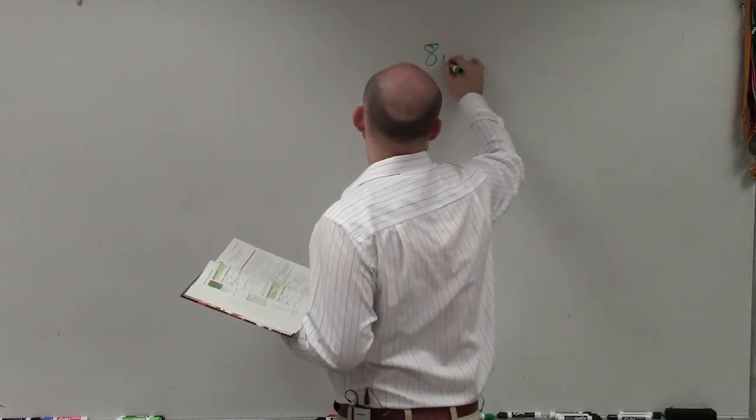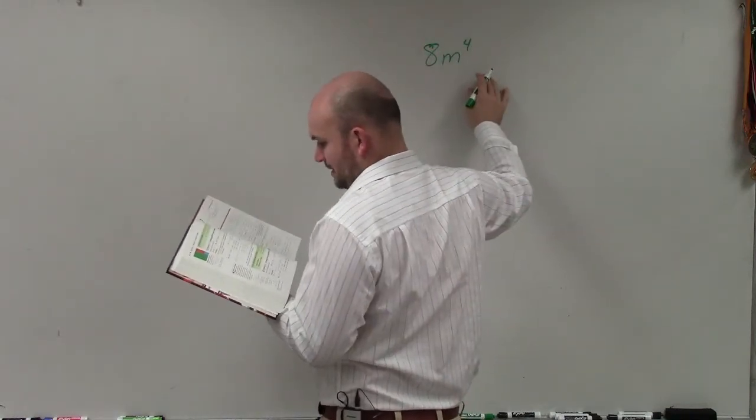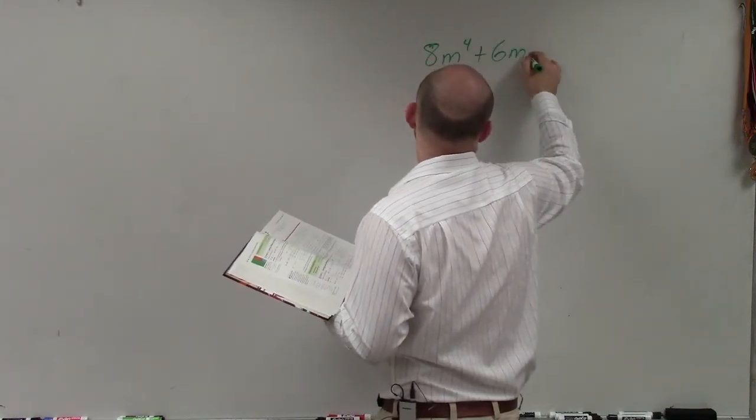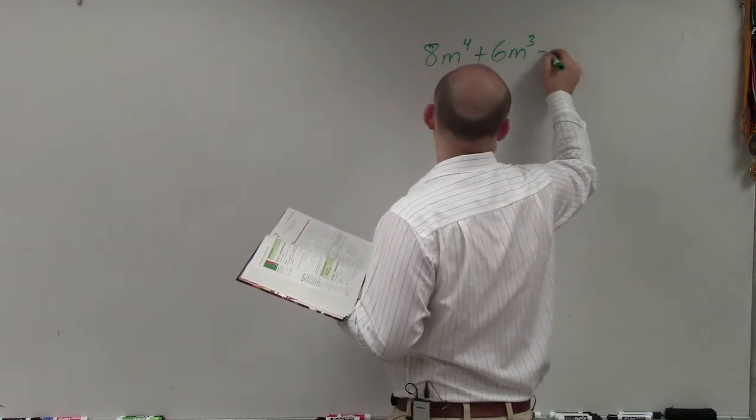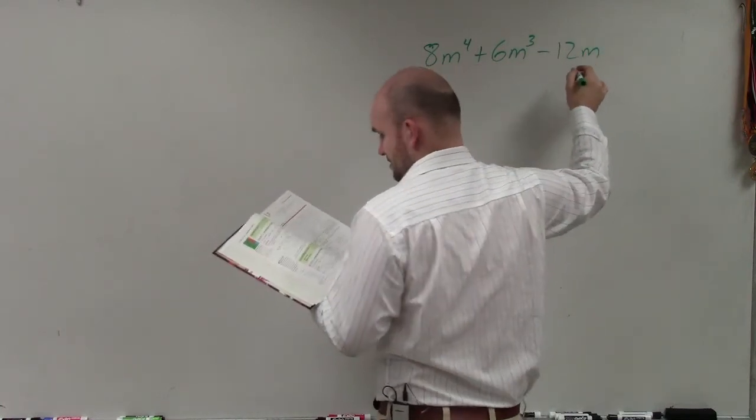So let's do 8m to the fourth plus 6m cubed minus 12m squared. So based on what I have done, why don't you guys go ahead and spend just a couple minutes and see if you guys can complete that problem. And then I'll go over it.